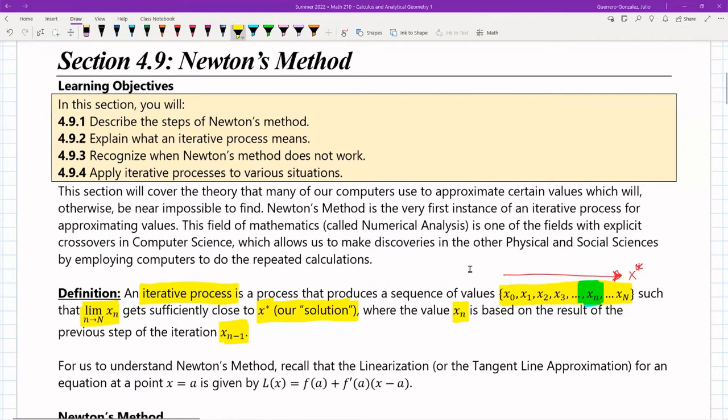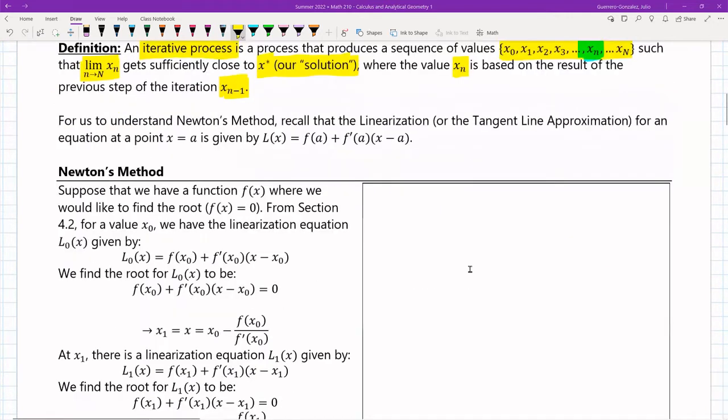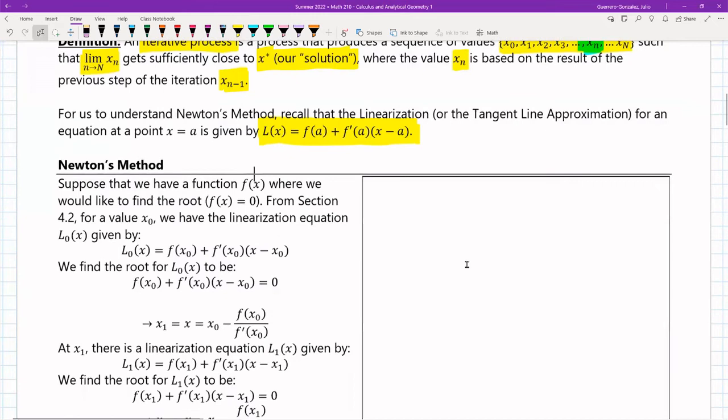So what I want to do now is, let's go ahead and start getting into this, okay? One thing I want to recall, because we are going to need it now, is something from section 4.2. Do you guys remember the linearization or the tangent line approximation for an equation at a point x equal a? It is going to be given by this formula right here, okay? If you can't recall the theory behind the linearization function, don't worry, the notes are there, go back and look, okay? So now let's go ahead and cover Newton's method, okay?